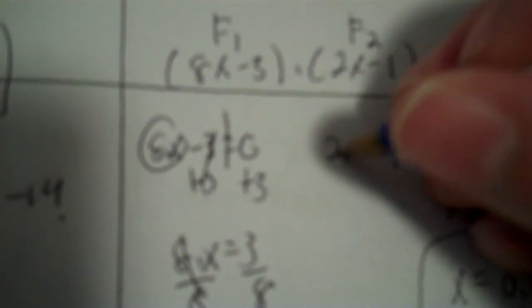Okay. So 8x minus 3 times 2x minus 1 equals 0. So F1, F2. So I add 3, and I get 3. 3 divided by 8, you can write 0.375, or you can leave it as 3/8. It doesn't matter to me. And then over here, plus 1, plus 1, 2 times x equals 1. 1 divided by 2 is 0.5, which you can write, or you can leave it as a fraction, 1/2. Doesn't matter to me.